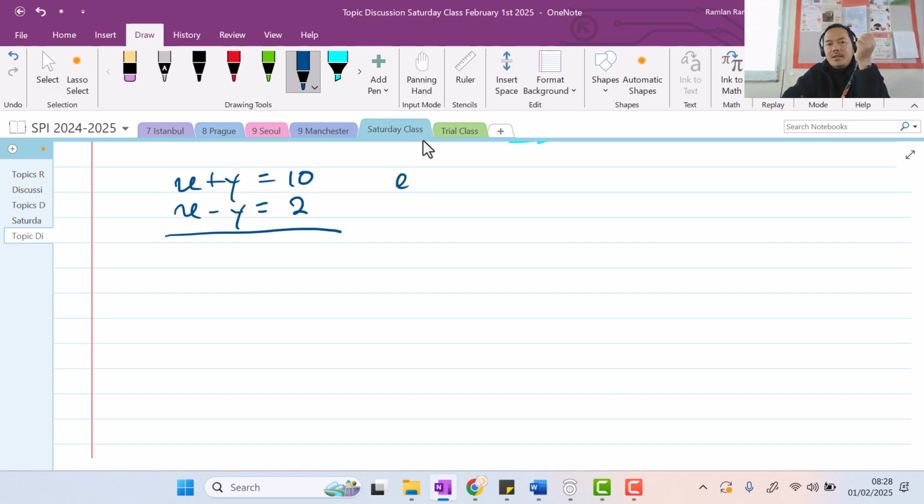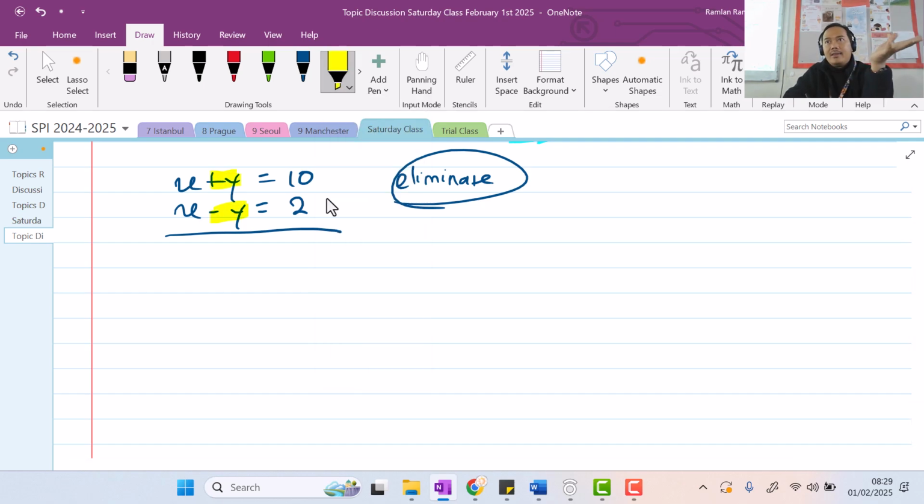If you say eliminate, what do you want to eliminate? One of the variables. It's up to you which one you want to eliminate first. Okay, so which one? Just pick. Y. Okay, so if you're going to eliminate the y, what should we do with these two equations? Is it add them or subtract them? Yes, you add them, because if you add y with minus y, there'll be 0y.